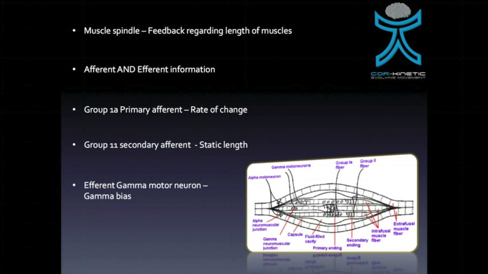So although it's a feedback mechanism, we're also sending information to the spindle to create change in how we sense feedback. And that's a really, really clever way of having a sensory mechanism. It's not just reporting what's happening. We can actually change the sensitivity of what's happening, so that our feedback changes.